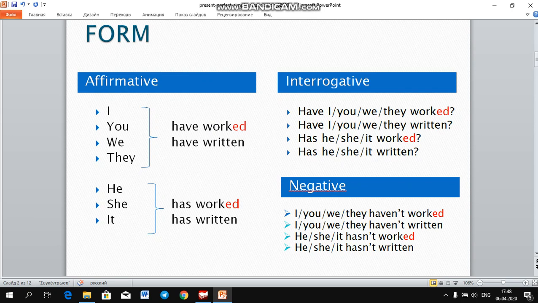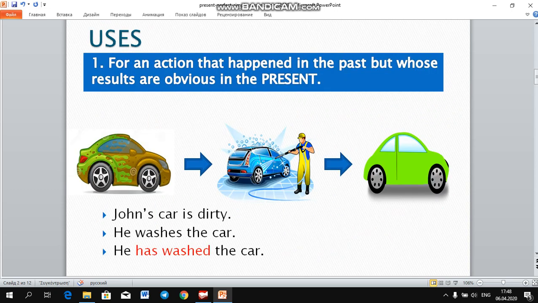And the last one is the negative sentence. In the negative sentence, we should put not between have and the main verb of the sentence. For example, he has not worked. I have not written. I hope that everything is clear for you how to make a sentence in the present perfect tense. Now, let's move on to the use of this tense.